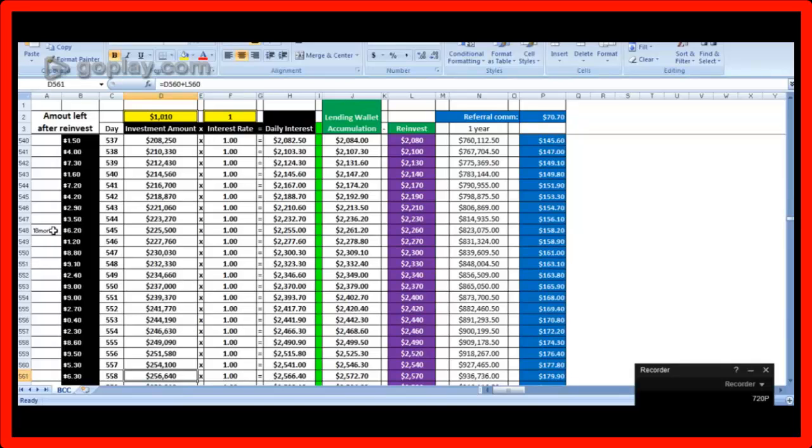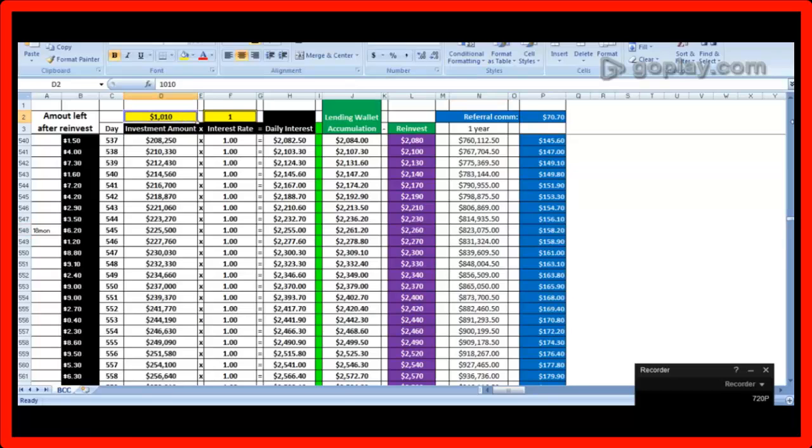Here's 18 months went by. You put in $1,000. Now your initial investment is $225,000. You're making payments every day, interest of $2,255, 7 days a week. That is an annual income approaching $820,000 a year, every year.